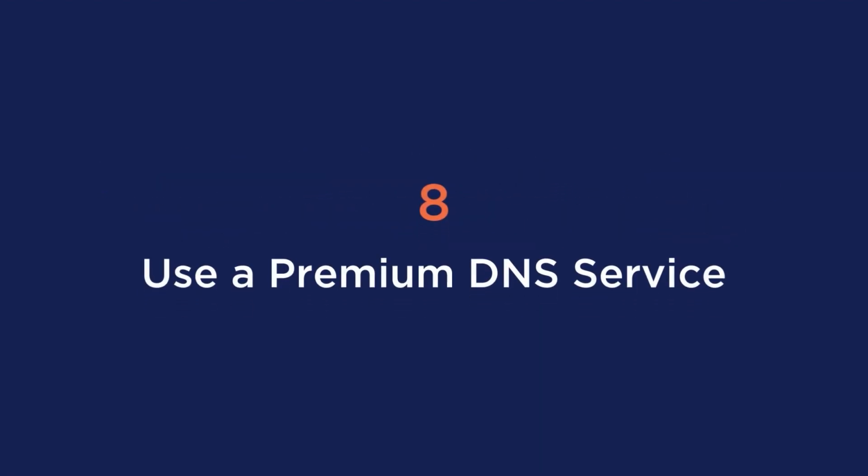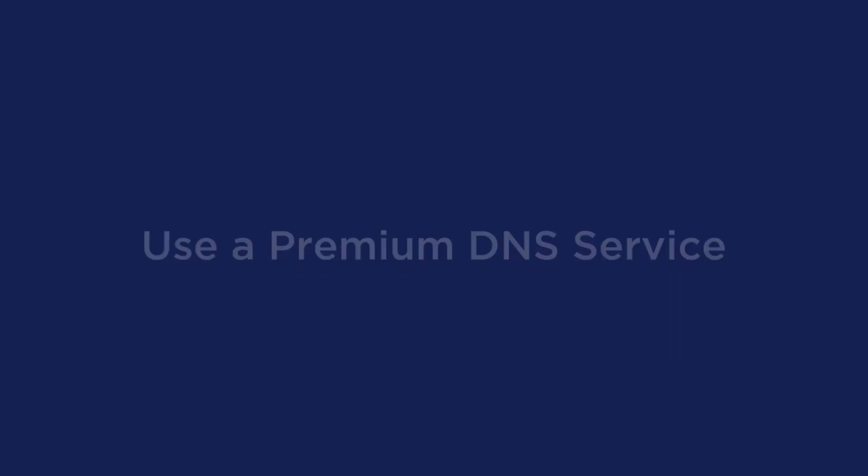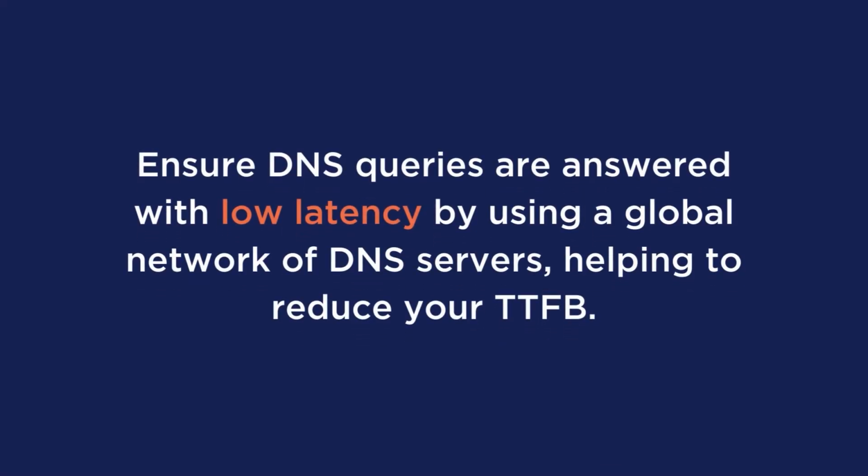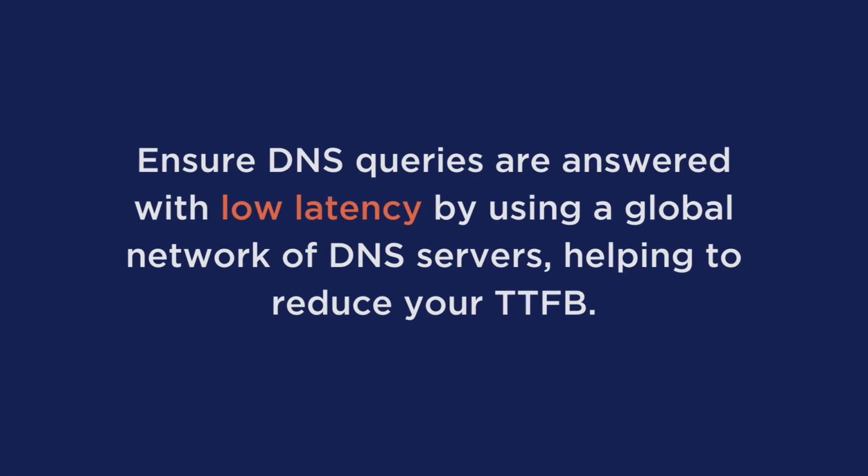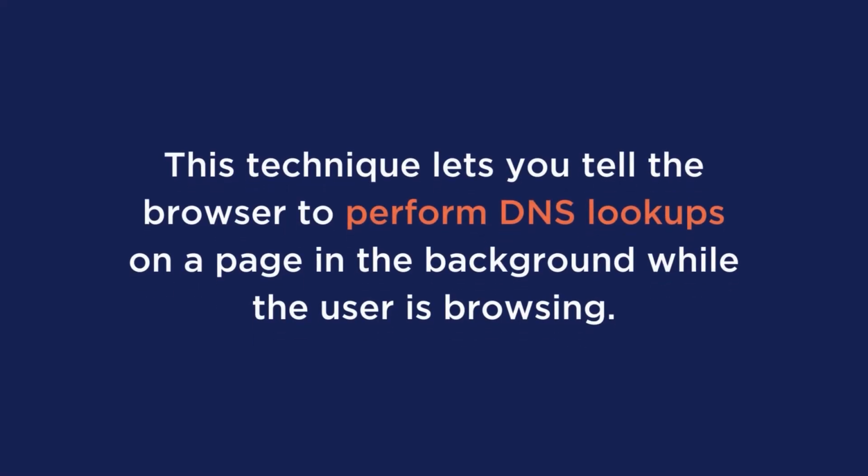Number 8 is to use a Premium DNS service. With typical hosting packages, they usually don't offer Premium DNS, although some managed WordPress hosts do. Now, using a Premium DNS provider will ensure DNS queries are answered with low latency by using a global network of DNS servers, in turn helping to reduce your TTFB. And if you want to take this a step further, consider enabling DNS prefetching on your site. This technique lets you tell the browser to perform DNS lookups on a page in the background while the user is browsing.